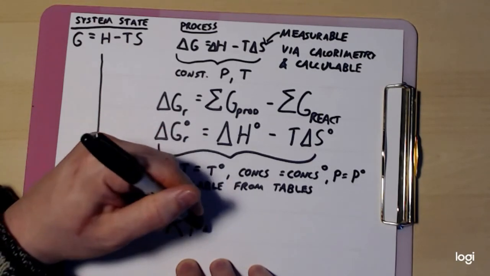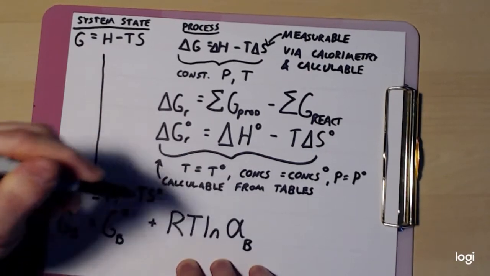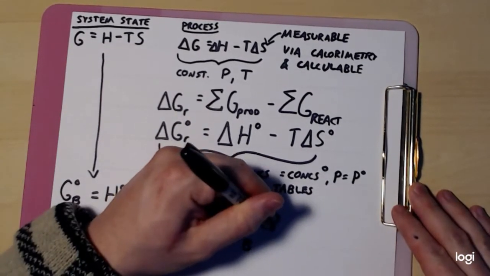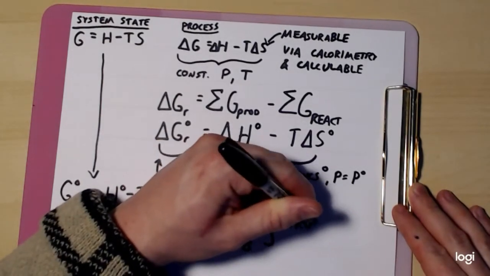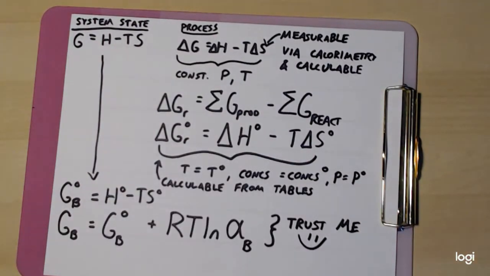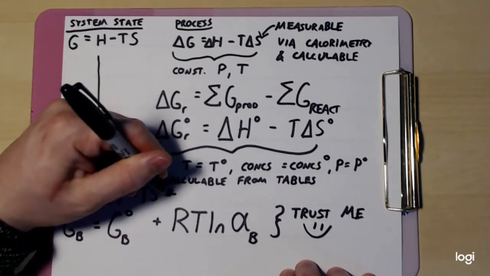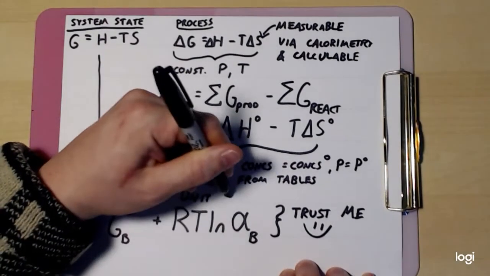The free energy contribution of B to the total system is equal to the free energy contribution of B at standard condition plus R, the ideal gas constant, times the temperature of the system, times the natural logarithm of its activity, the activity of B. And again, you're going to just have to trust me on that one. And so, put that formula in your pocket.